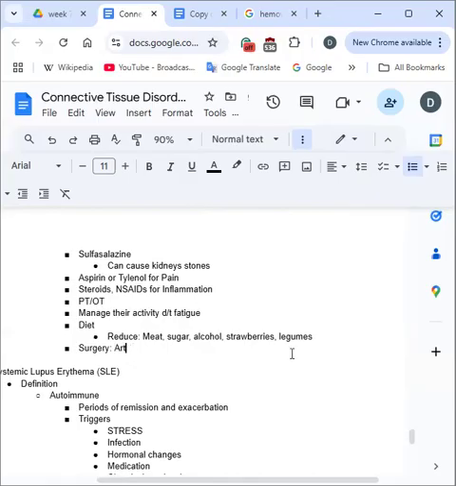Surgery, the arthrocentesis can help drain synovial fluid, inflammation stuff.